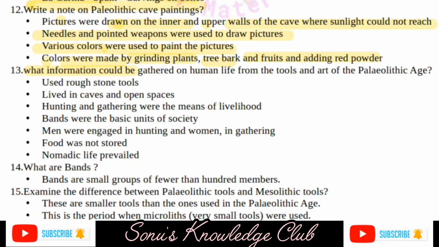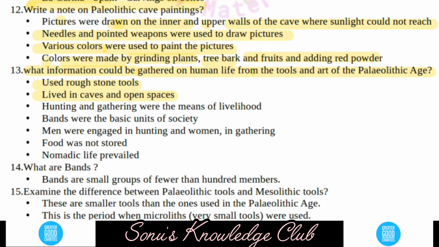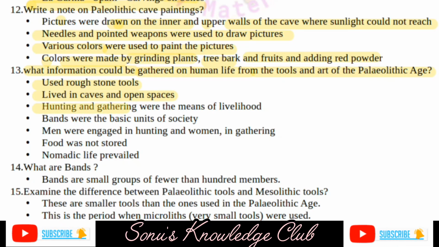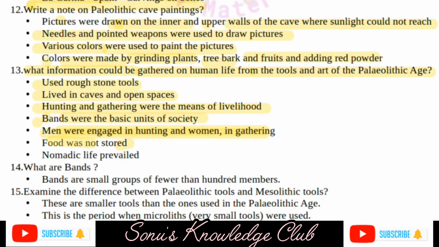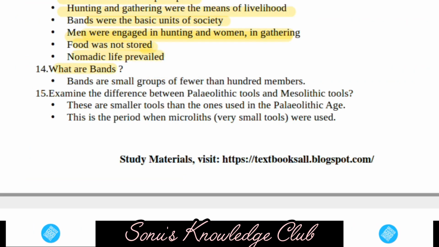What information could be gathered on human life from the tools and art of the Paleolithic Age? They used rough stone tools, lived in caves and open spaces, and hunting and gathering were the means of livelihood. Bands were the basic units of the society. Men were engaged in hunting and women in gathering. Food was not stored. Nomadic life prevailed. What are bands? Bands are small groups of fewer than 100 members.